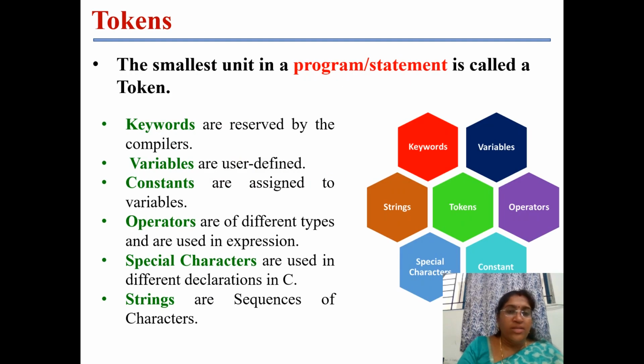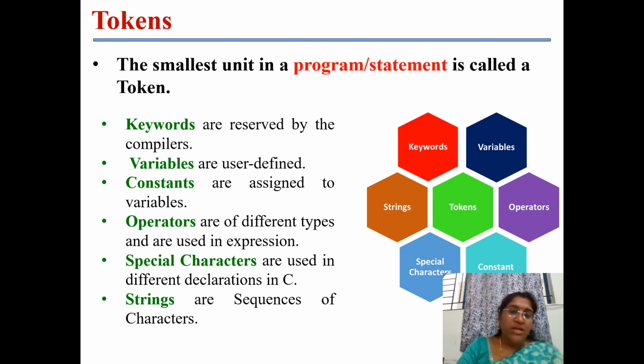Tokens. In C programming, tokens are the smallest individual unit or building block of a program. The main types of tokens in C are keywords, variables, operators, constants, special characters, and strings. Keywords are reserved words that have special meaning in C. Examples: int, if, return, while, for, break. They cannot be used as a variable name.